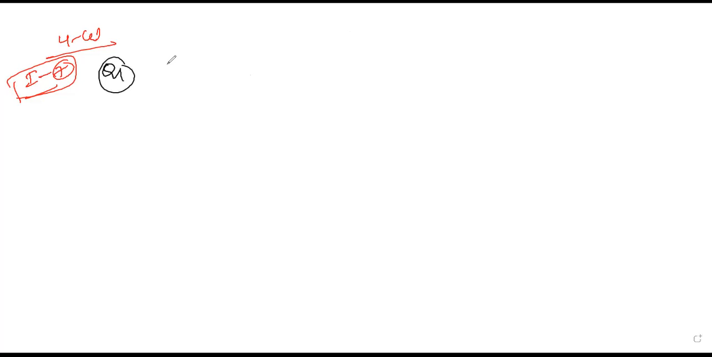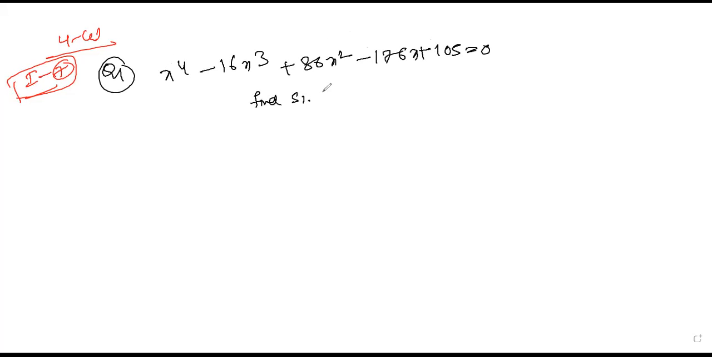What is question number 1? x power 4 minus 16 x cube plus 86 x square minus 176 x plus 105 equals 0. For this equation, they are asking to find S1, S2, S3, S4, which are relations. We need to compare this with P1 x power 4 plus P2 x cube plus P3 x square plus P4 x plus P5 equals 0.